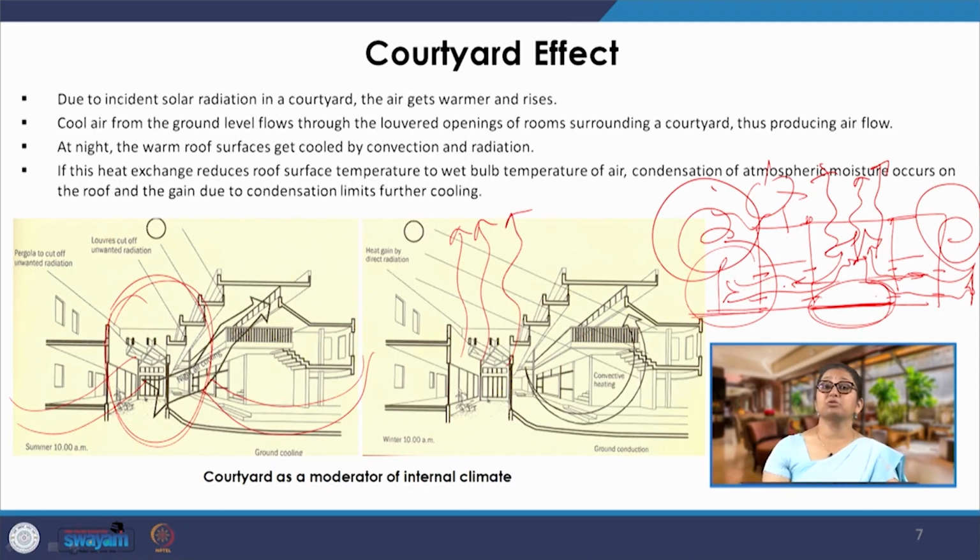The courtyard also acts as a balancer of activities. It provides an active area in the comfortable times. So, early summer mornings, the winter days, the summer evenings. That is when the outdoor temperature is comfortable and the courtyard can be used. So, the courtyard acts as a balancer of microclimate within the building. That is how it will work.